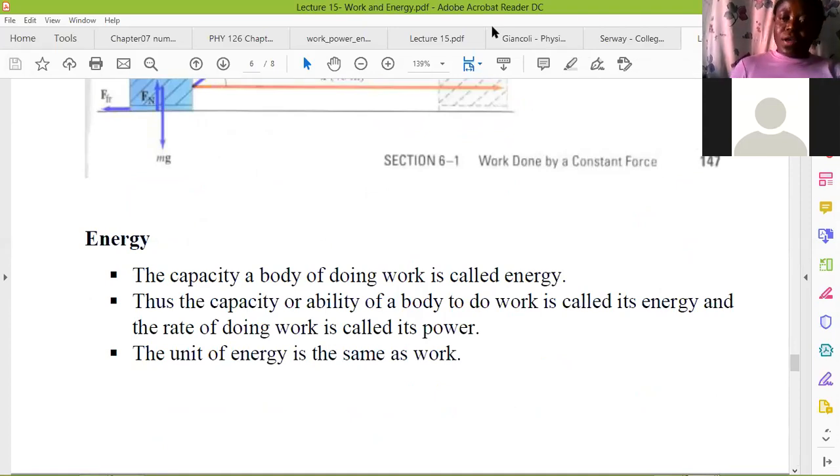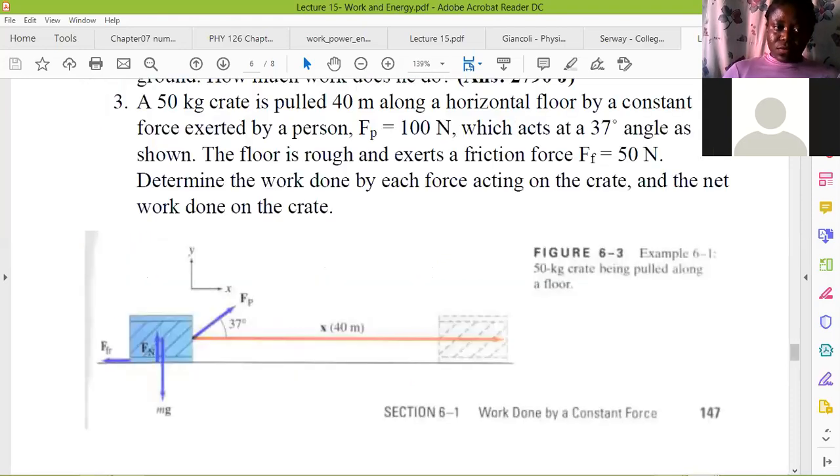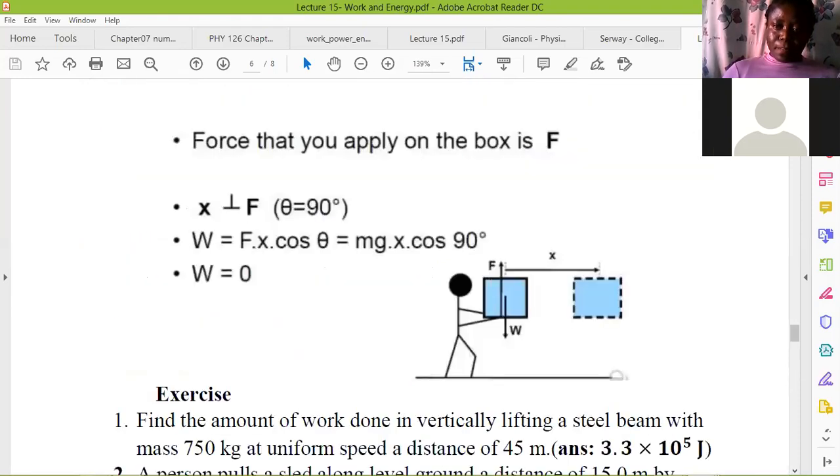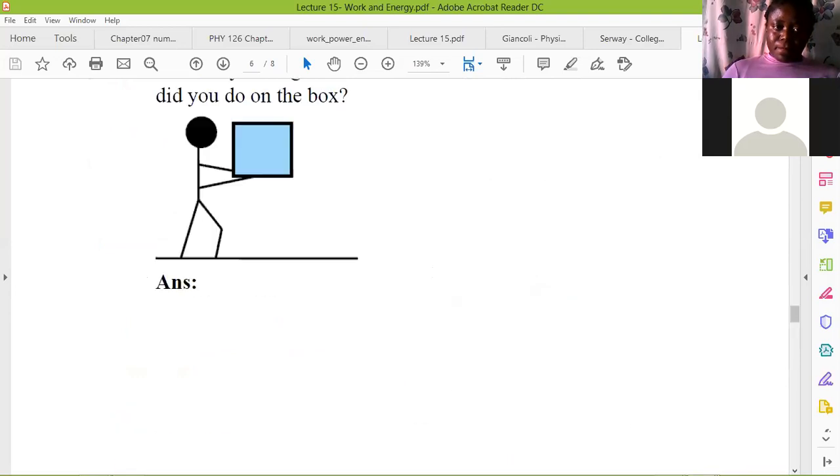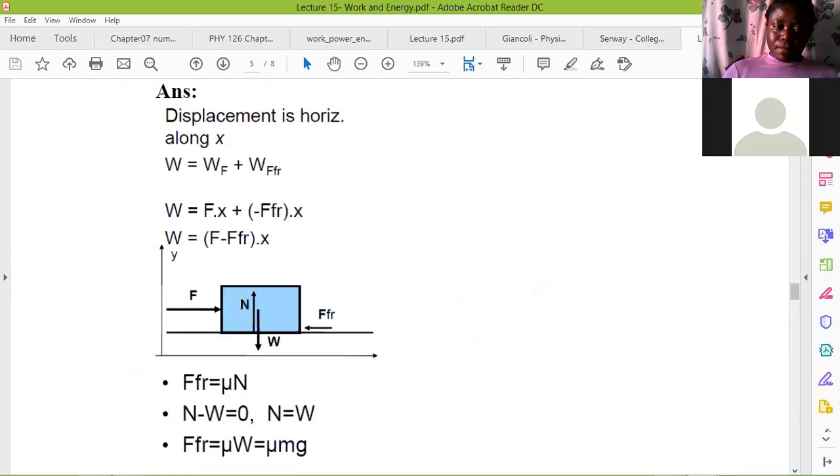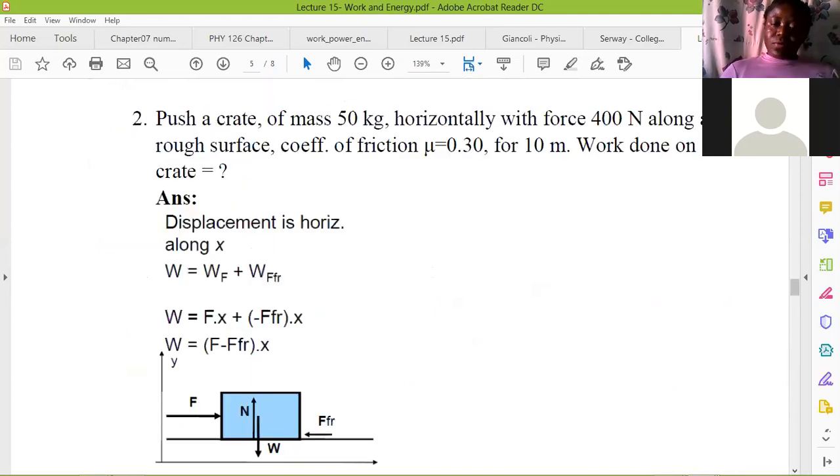You don't have questions? Should I continue? No, I do. Can you go back and explain a little bit about the crate? The example that you gave us about the crate, the one where you are pushing with 400. Yes. Okay.